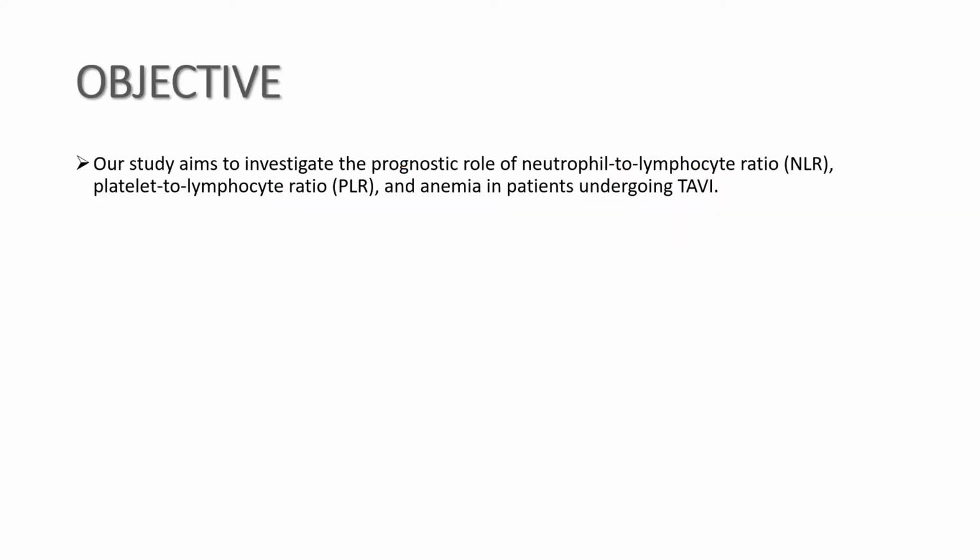The aim of the study is to investigate the prognostic role of certain hematological parameters like neutrophil to lymphocyte ratio, platelet to lymphocyte ratio, and anemia, that is the low hemoglobin, in patients undergoing transcatheter aortic valve implantation. The outcomes for this study are all-cause mortality, and the second is MACE, which we will explain further while we look at methods.